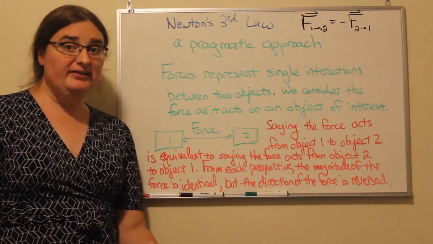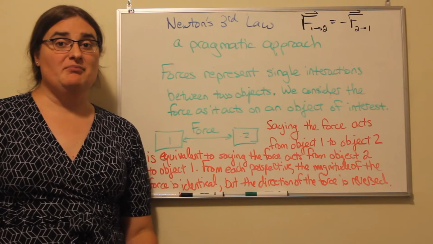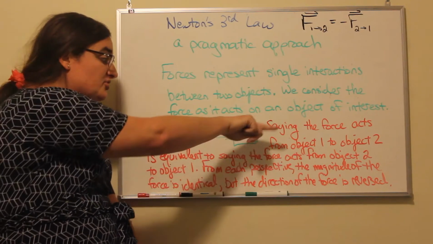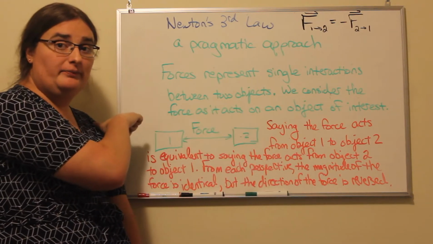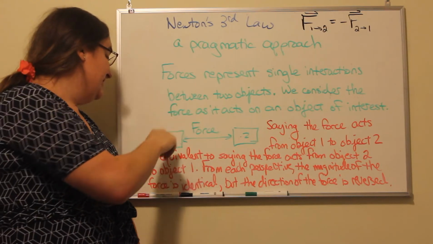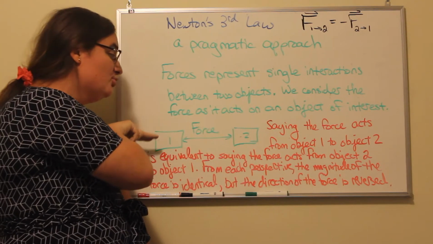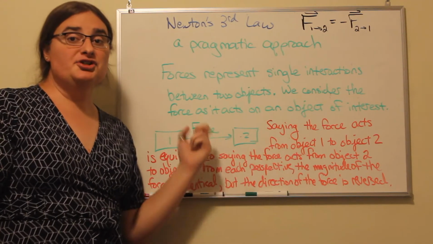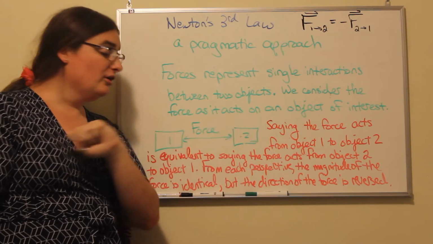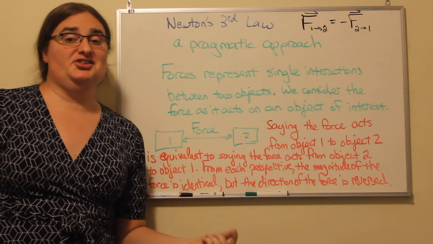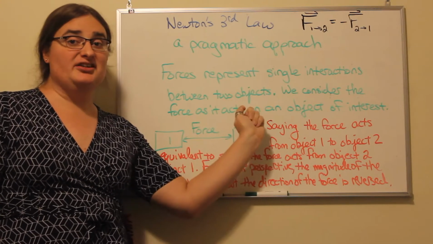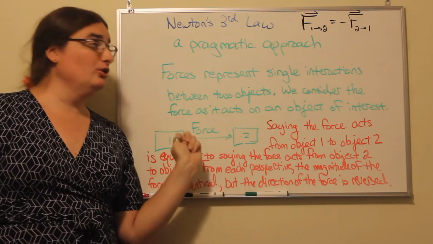From each perspective, the magnitude of the force is the same, but the direction of the force is reversed. So 1 pushes 2 to the left, 2 pushes 1 to the right. I could say that 1 pulls 2 to the left, 2 pulls 1 to the right. That push or that pull is the same interaction whether we're looking at object 2 or object 1. The only difference is how we would draw our direction vector to sum up forces acting on 2 or to sum up forces acting on 1.